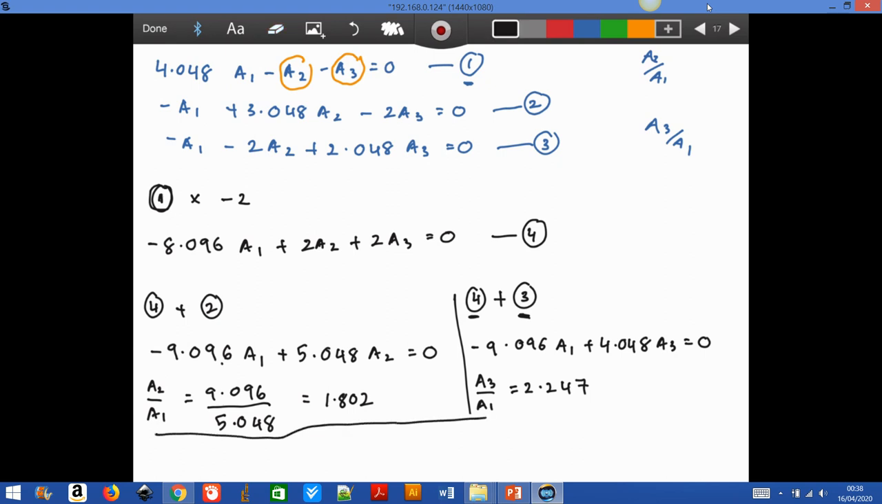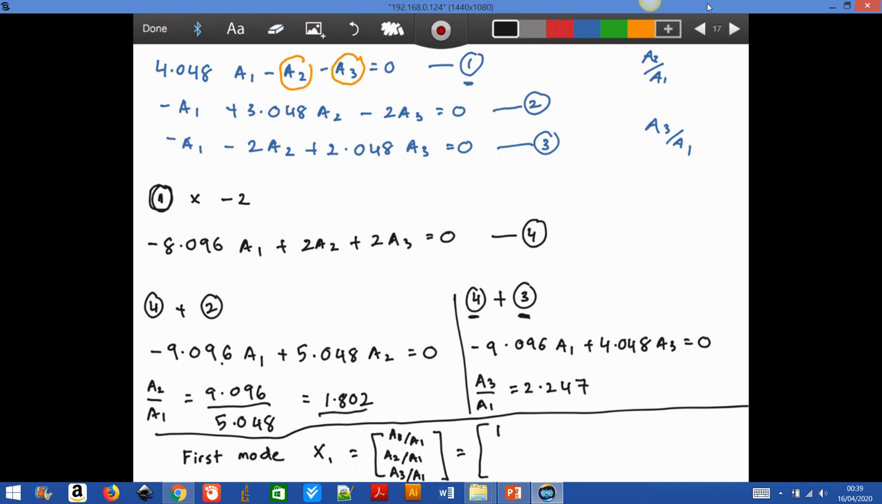Right. So, therefore, the first mode, X1, I write it down just for you to remember: A1 over A1, A2 over A1, A3 over A1. Always remember this. A1 over A1 we know becomes 1, A2 over A1 is 1.802, and the ratio of A3 over A1 is 2.247. Okay, that is for the first mode shape.